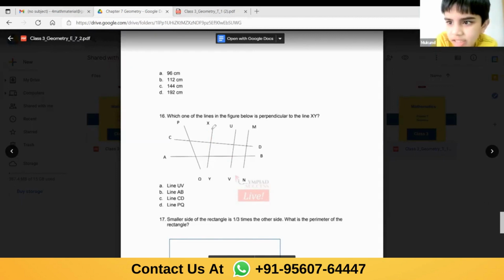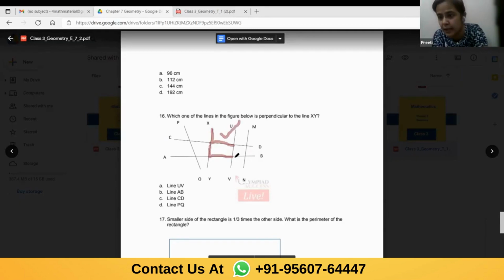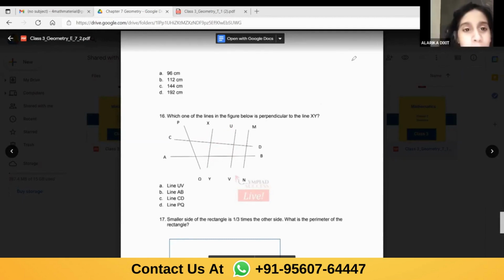The way to check is look on this angle and look on this angle. So you will find that this one is right angle, whereas this one is acute angle. Thank you, ma'am. Okay. Ma'am, I thought that this is geometry, so there is no division and multiplication.